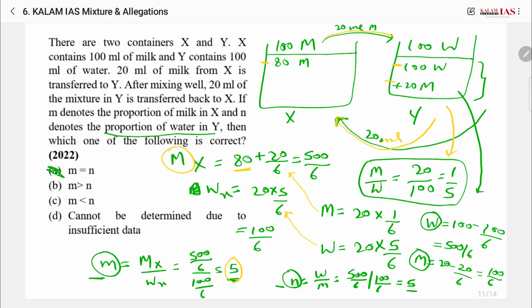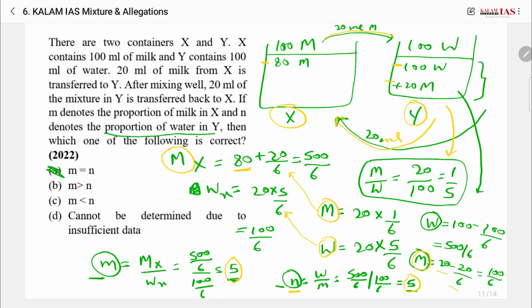And coming to container Y, the water will be, since 100 by 6 is being removed, water left will be 100 minus 100 by 6, that is 500 by 6. And milk will be 20 minus 20 by 6, since initially it was 20 ml and this quantity is being removed, that is 100 by 6. This ratio also comes out to be 5. So both m and n are 5.